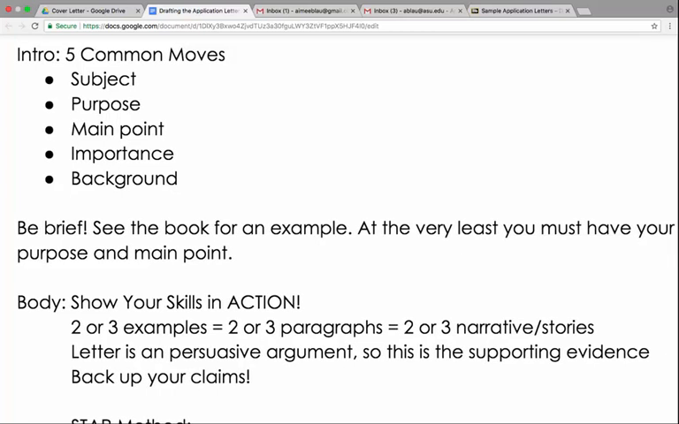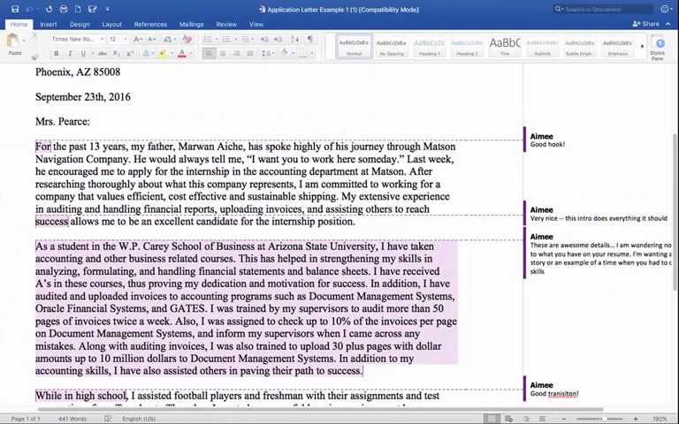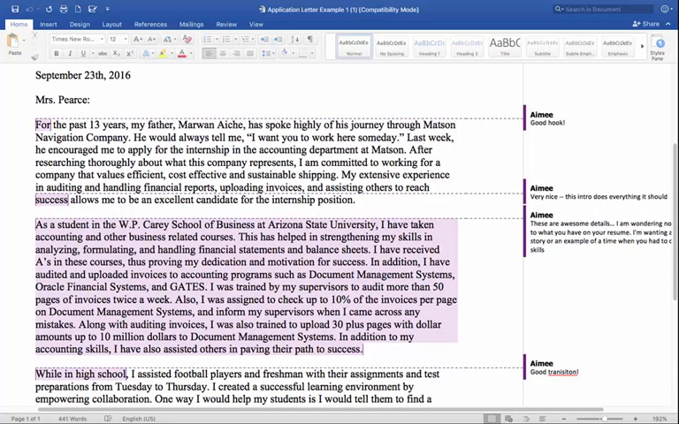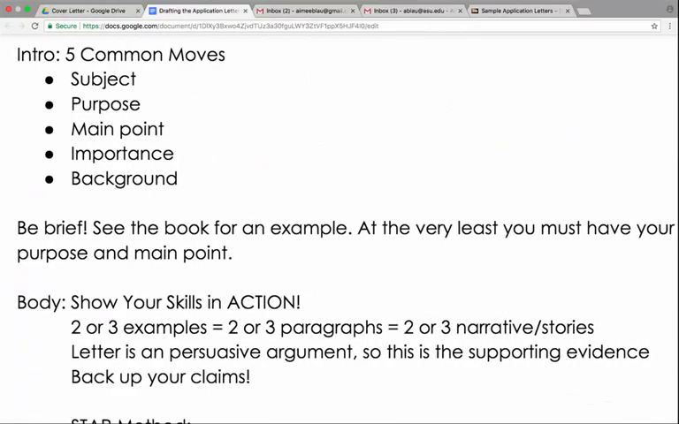At the very least, you want to make sure that you have your purpose and main point. You want to say why you're writing, and basically your main point in an application letter is always that you feel you're the best candidate suited to that position. If we look at some of our examples here, we can see the 5 moves at work. It says I'm applying for an internship, so that's the purpose. And then the main point is I'm committed to working for a company like yours, and my experience makes me an excellent candidate. So we've got all of those 5 moves right there.